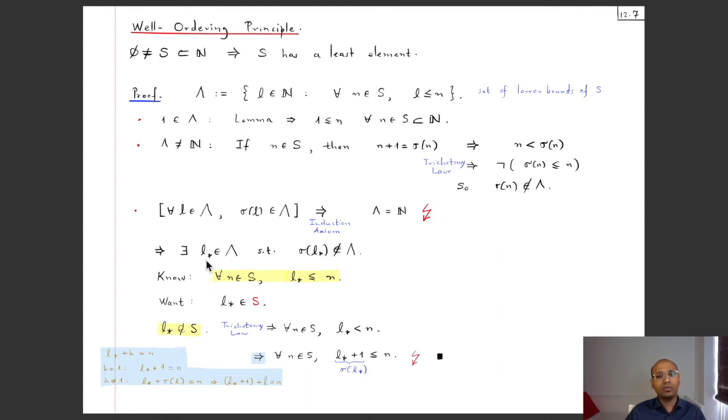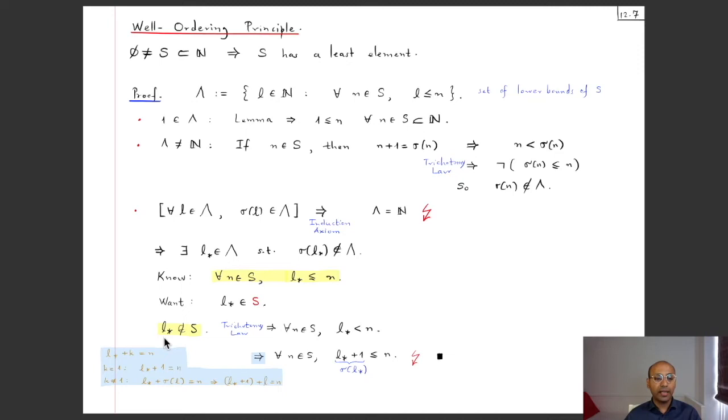So what do we know about this L star? Right now we just know that it's in lambda. So all we know is that this L star is a natural number. But what we want is that this L star should be an element of S. So that's the task we have to do. What we know is that this L star is a lower bound. So that means that for all n belonging to S, L star is less than or equal to n. And what we want to show is that L star is in S.